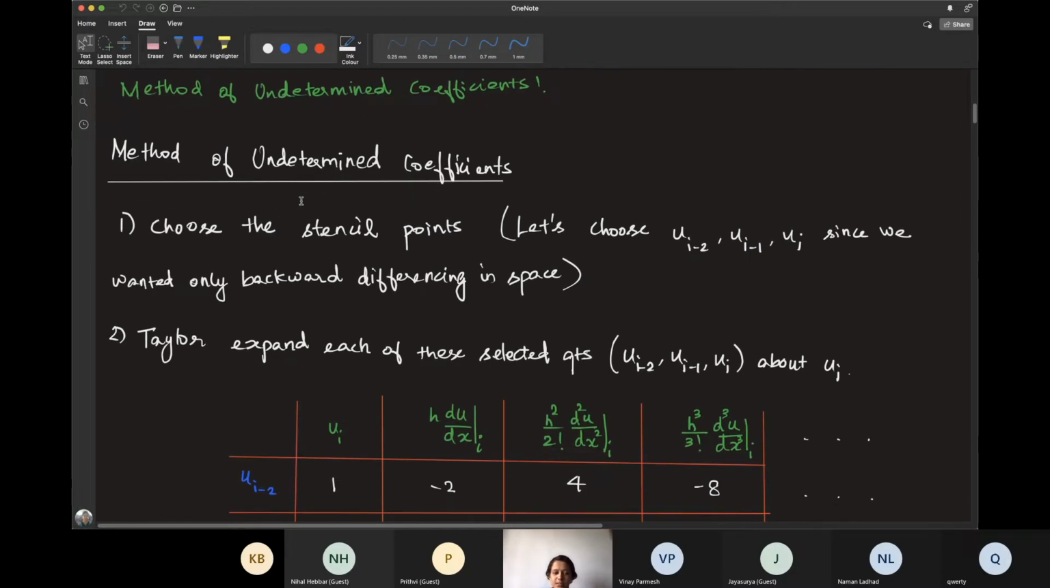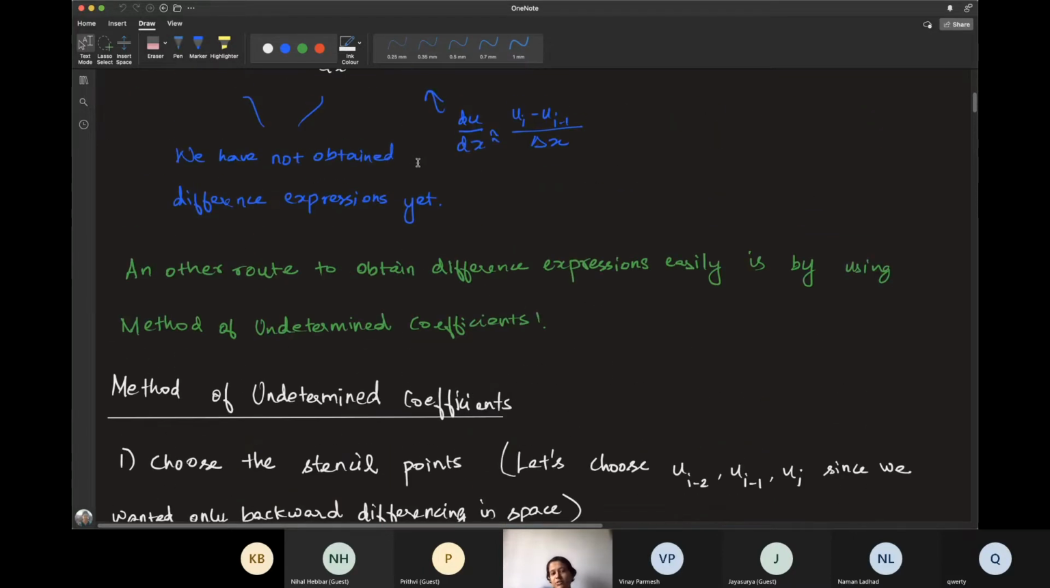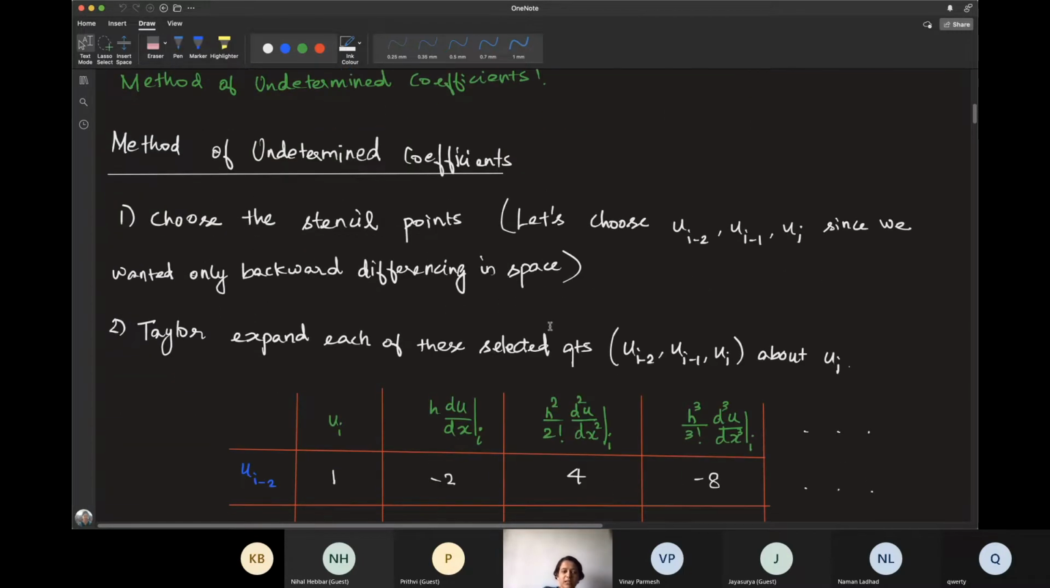First of all, you need to choose some stencil points. So let's say I'm choosing here ui minus 1 and ui minus 2. This is just an example. I'll be going through the same example throughout this, using just these 3 points everywhere. Since we have already said we are going to do backward in space, I'll be using only these 3 points right now. If you want, we can add more points as well, but right now let's just consider only these 3 points. So first, the method starts with identifying some stencil points. That's what we have done.